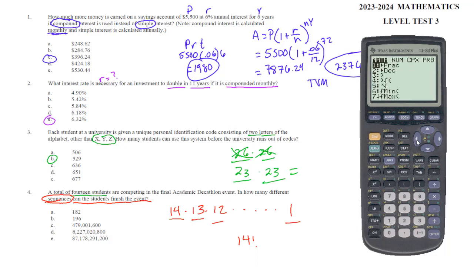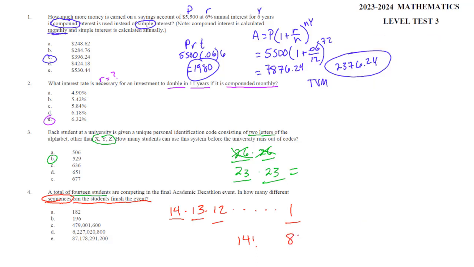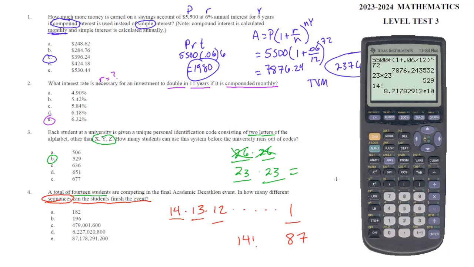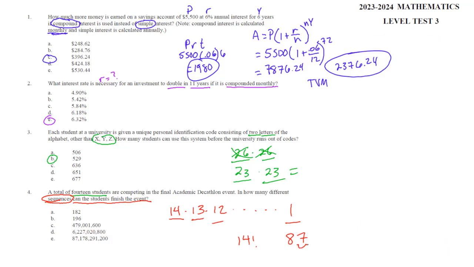So let's pull this out. 14, math, go over to probability, down to factorial, enter, and we get, that's a lot. So this is 8.7, blah, blah, blah, and that had scientific notation on it, so it's this to the 10th power. So that's that with another 8 zeros behind. Oh, look, that's the only one that's big enough right there. Yeah, there are 87 billion, 178,291,000 different ways you can order 14 students in a row. Good.